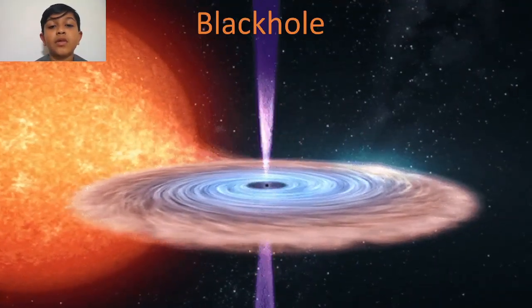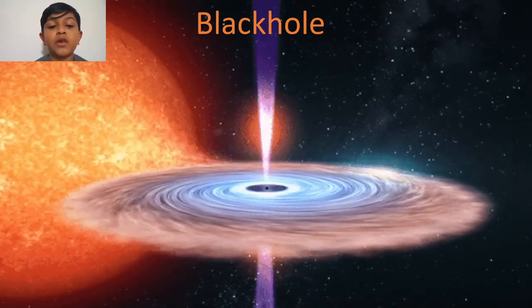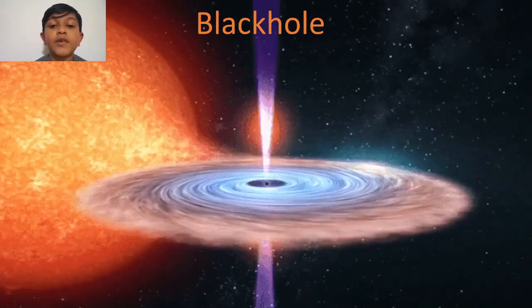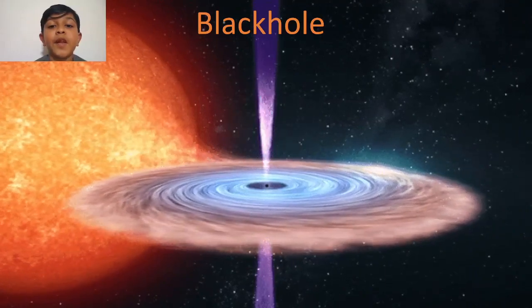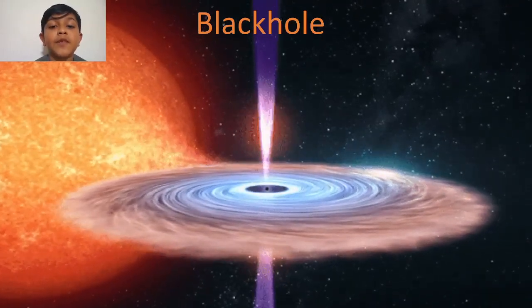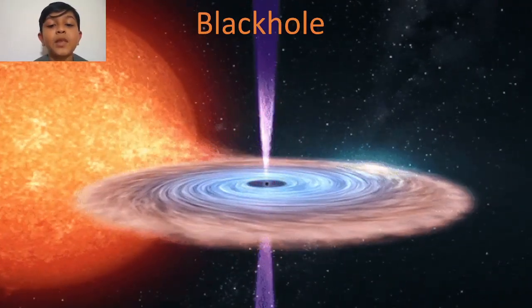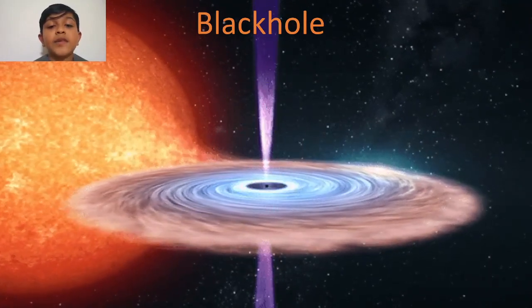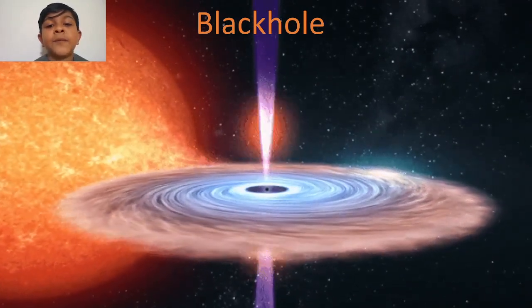A black hole is so dense and has such a strong gravity that nothing can escape from its pull. Even light can't escape. That's why they appear black. The black hole is the last stage of a massive star's life.